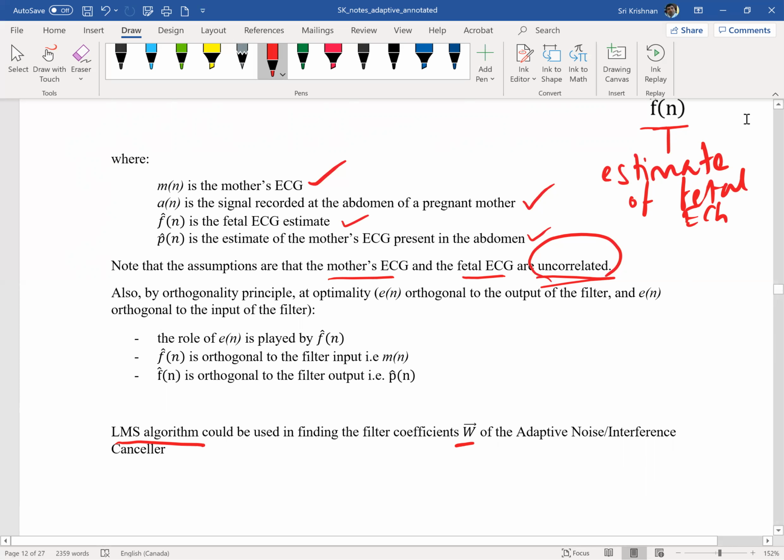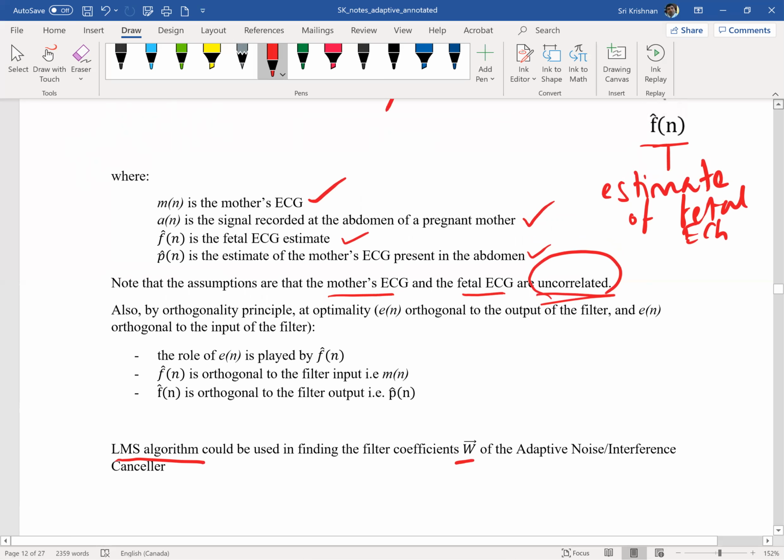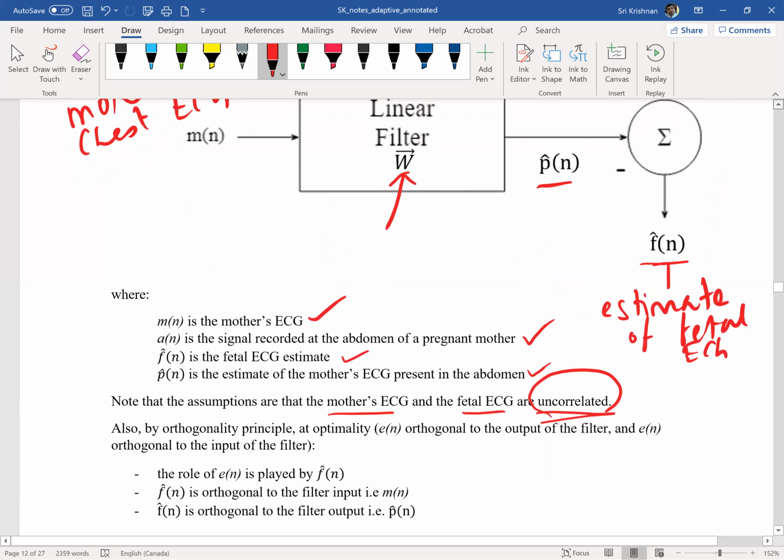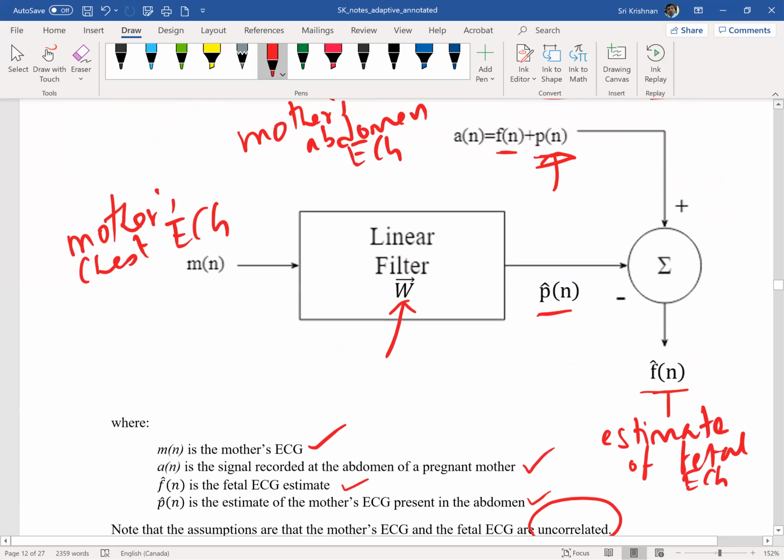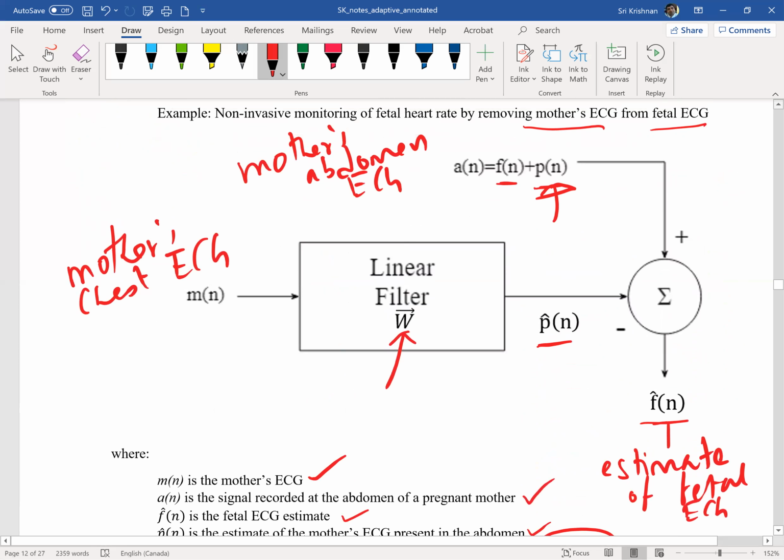Okay, so it happens that this uncorrelated assumption we just talked about between the fetal and mother's ECG ensures that your Fn and Pn are uncorrelated. Okay, it means the cross correlation between them is very low, or it could even be zero in an ideal world. And Pn is determined at the mother's abdomen, while Mn is the mother's chest ECG.